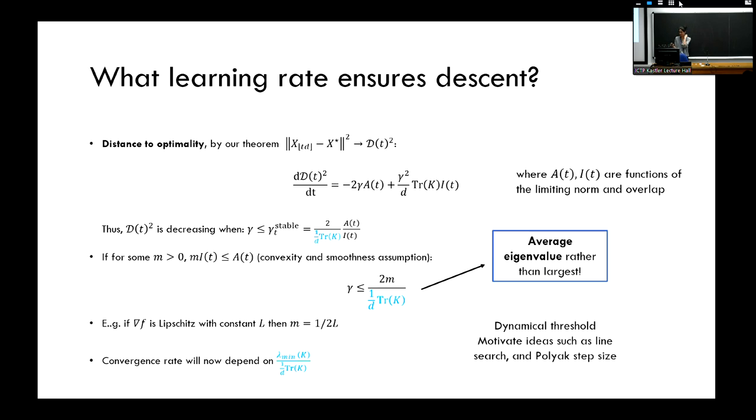So you would think about an algorithm in which at each iteration you want to minimize, say, the distance to optimality or the loss function itself, to maximize the descent of this object.